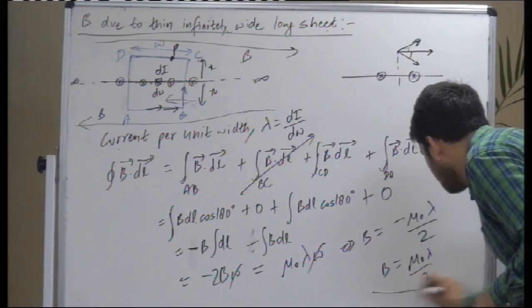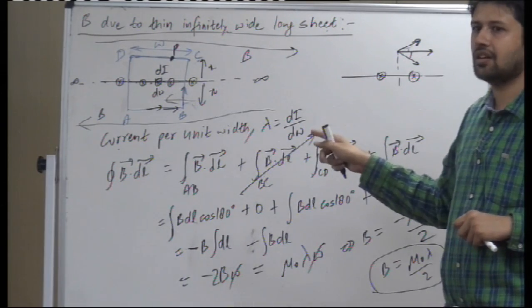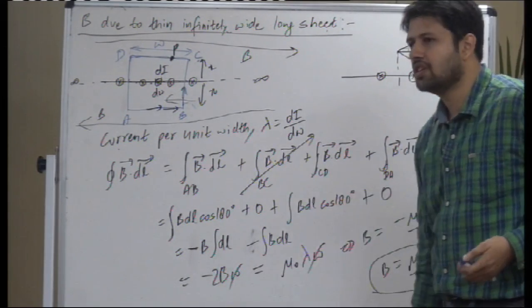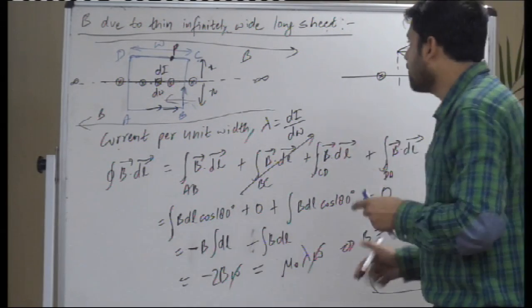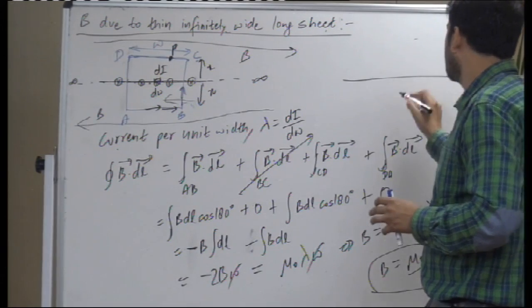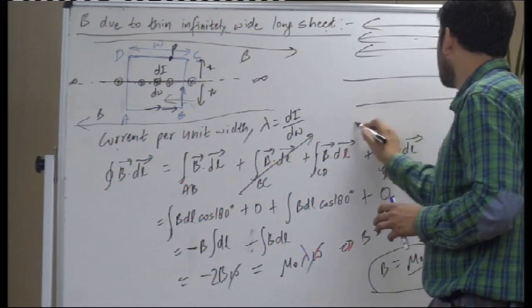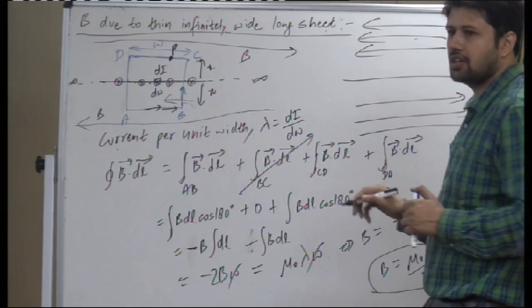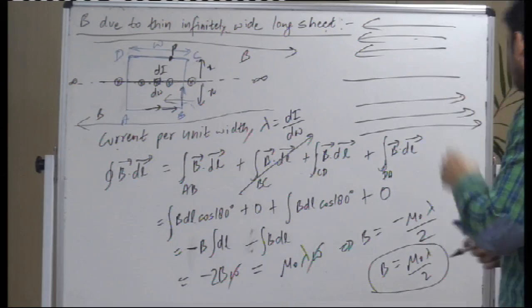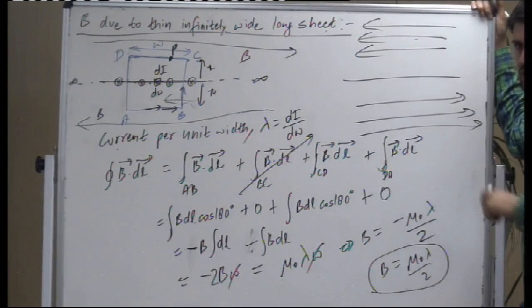And if you see, this is independent of x. x came nowhere in this expression, nowhere in the derivation also. Which means the field would be uniform. So if this is the sheet, the field would be uniform up there and down here. The field would be totally uniform, even for larger distances.